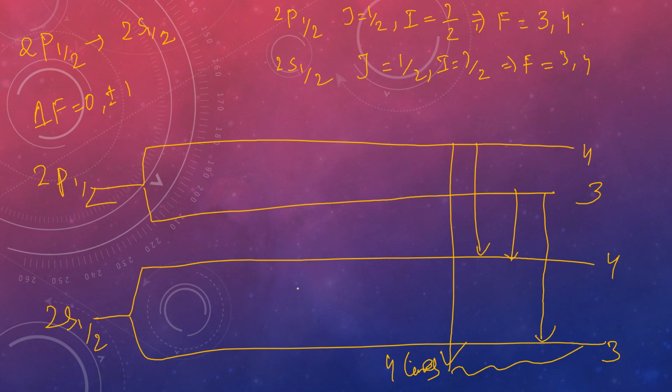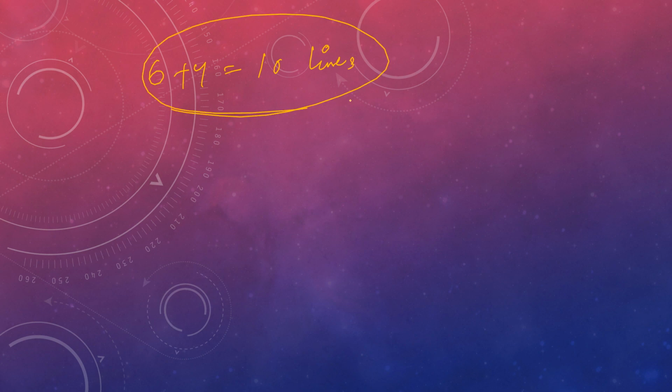So, 6 lines for the first one. 4 lines for this one. So, how many total lines? 6 lines here, 4 lines for that one. So, 6 plus 4, 10 lines. Alright, is that right? 10 lines is the answer. Okay? So, there are 10 lines in the hyperfine spectrum. Okay? Is this clear?